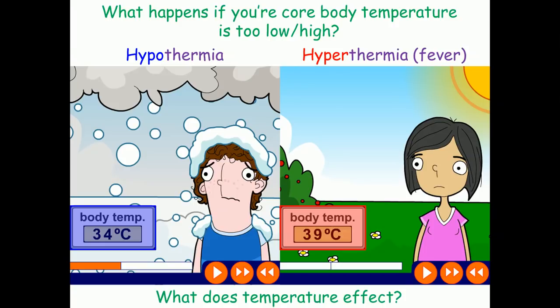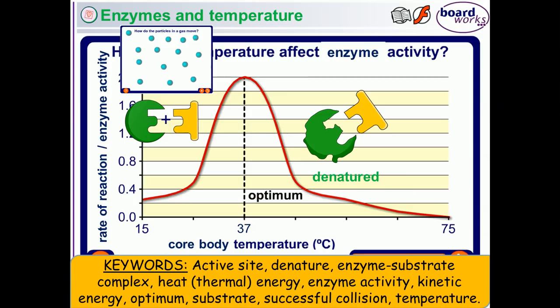Now this is important because temperature could affect enzymes in the body. So we've got a core body temperature of 37 degrees Celsius, and if your core body temperature decreases, you get hypothermia, and this could cause a decrease in enzyme activity in the cells, and therefore reactions happen more slowly in the body.